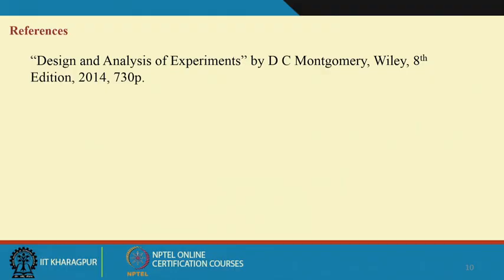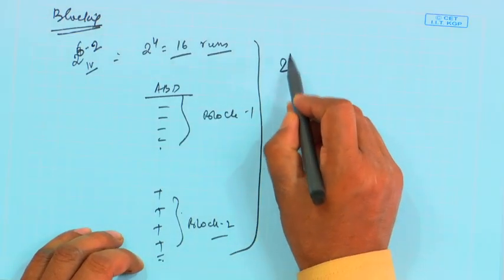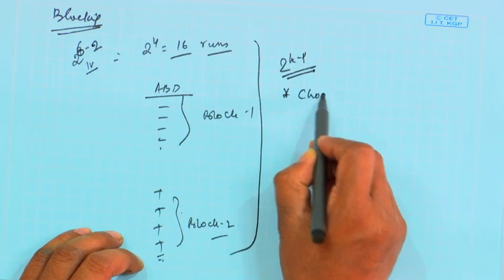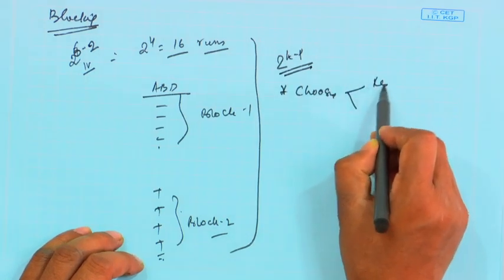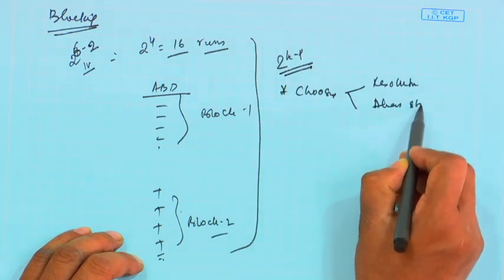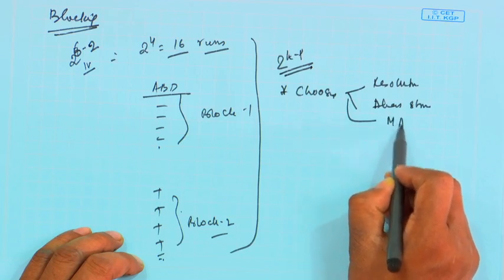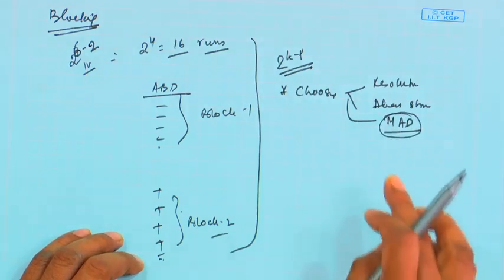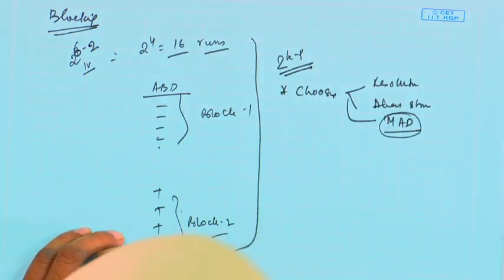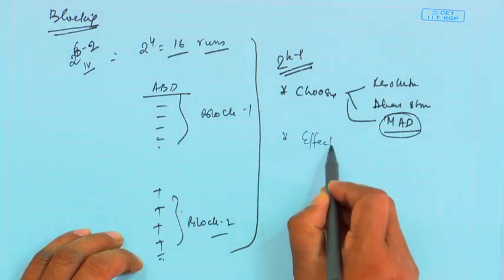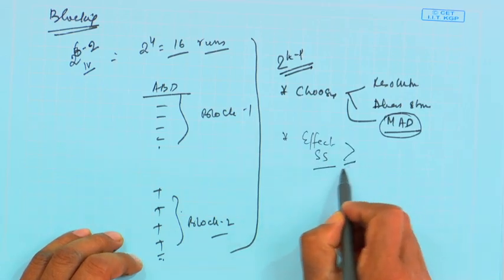So we have discussed very precisely the 2 to the power k minus p fractional factorial design. I said that choosing a design is very important. Here one of the issues is resolution, that is a very important one, and the alias structure, and this will ultimately lead to the minimum aberration design. So this is the best one. The reason is it will give you a better alias structure. And then you have effect estimates, you have sum of squares, which you compute using contrasts.